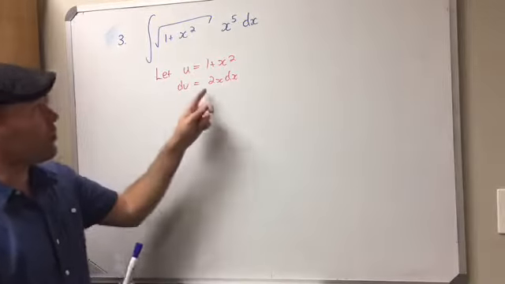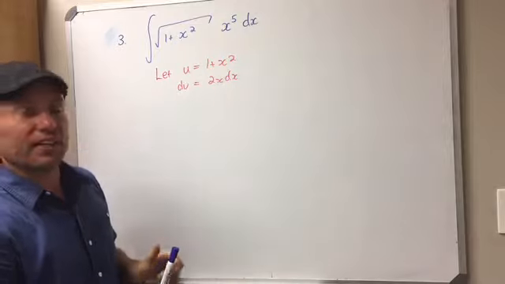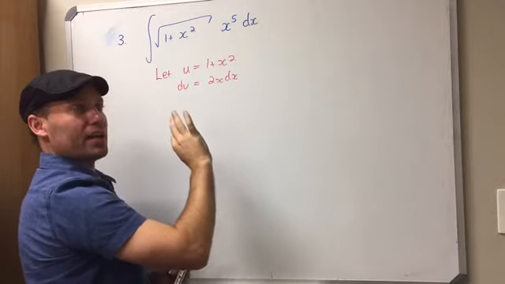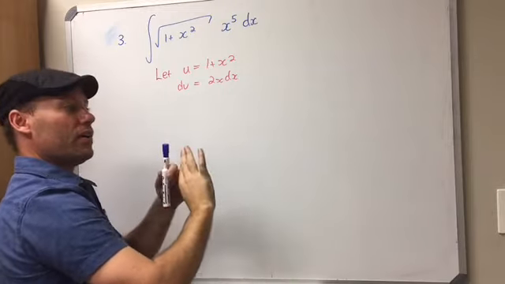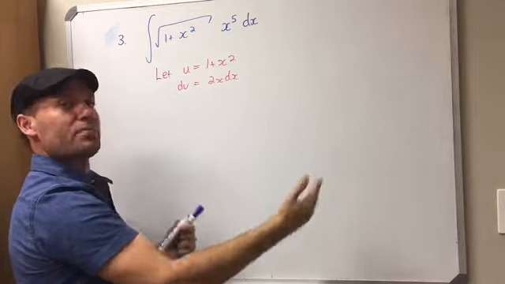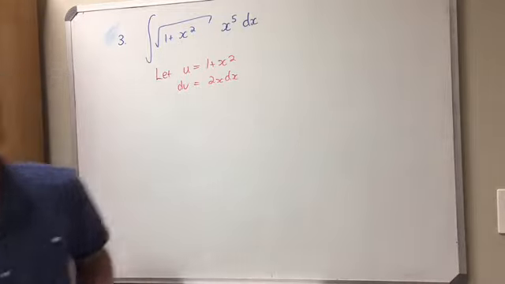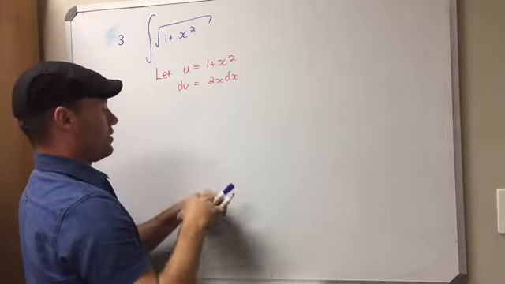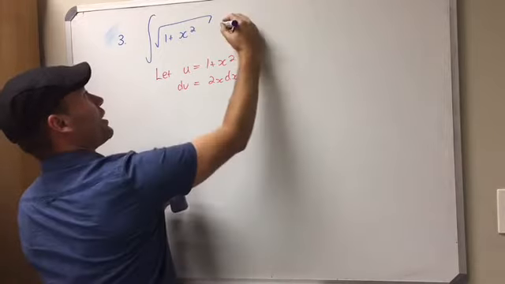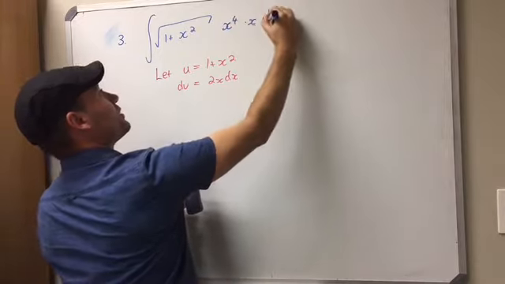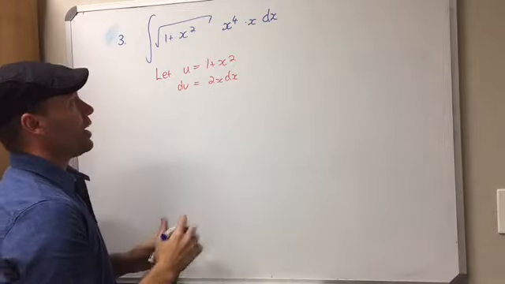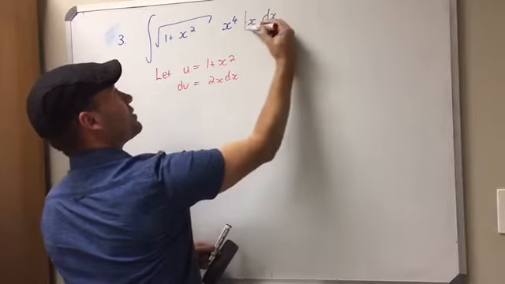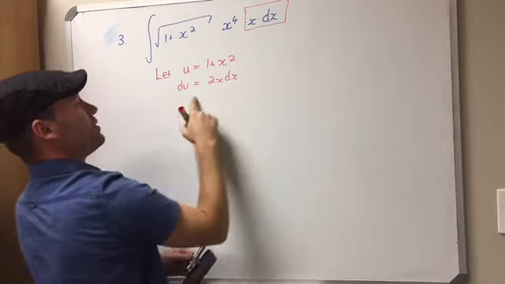And that's okay. We don't recognize automatically a 2x dx here, but I can do a sneaky thing. In this x to the power 5, I can separate it into an x to the power 4 times an x. So I can write that x to the power 5 as x to the power 4 times x. And now I recognize x dx can be written as du over 2.